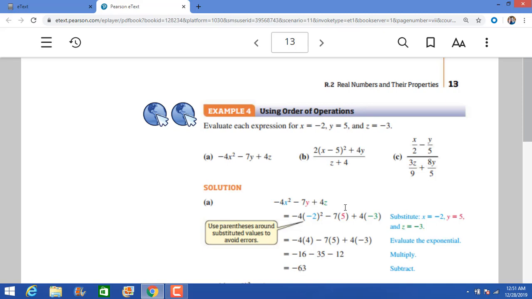And then likewise, we're going to do the same thing. We're going to plug in the values for each one of these into x, y, and z, and then we're going to use the order of operations to solve, for both of these. Again, these are rational expressions, so we're going to do the top and the bottom separately, the numerator and the denominator separately, and then plug and chug.